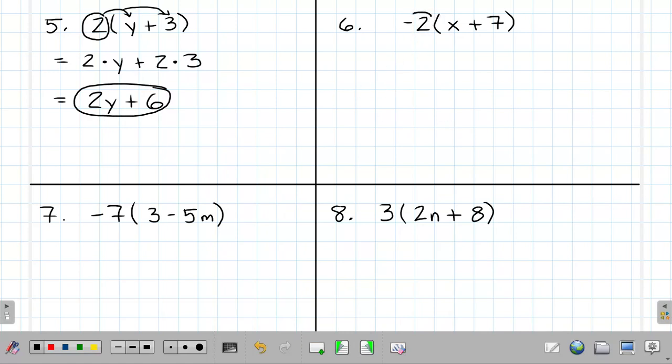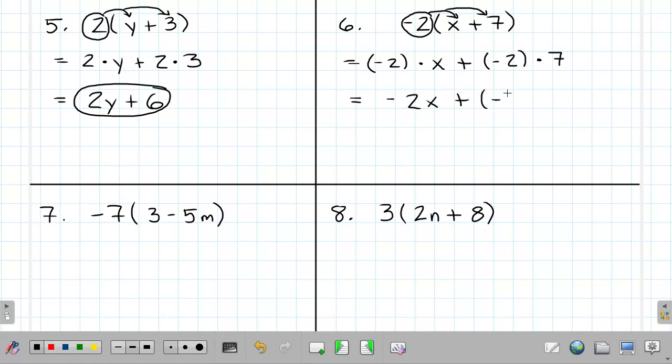Number 6, same thing, except we're distributing negative 2 to both terms here. So we get negative 2. Once again, I like to use parentheses when I'm plugging it in for expression purposes. So negative 2 times x plus negative 2 times 7. Negative 2 times x, that's where we get the negative 2x. Plus negative 2 times 7 is negative 14.